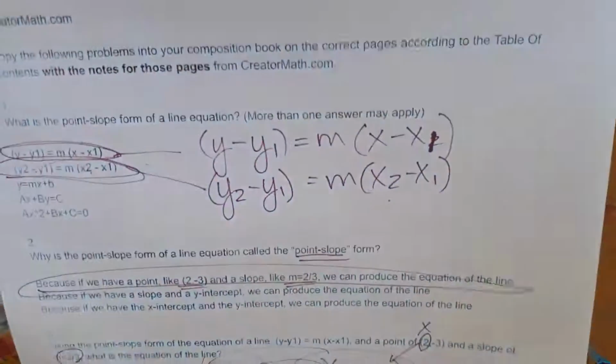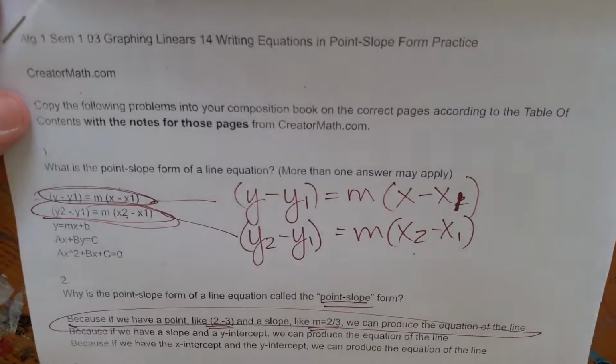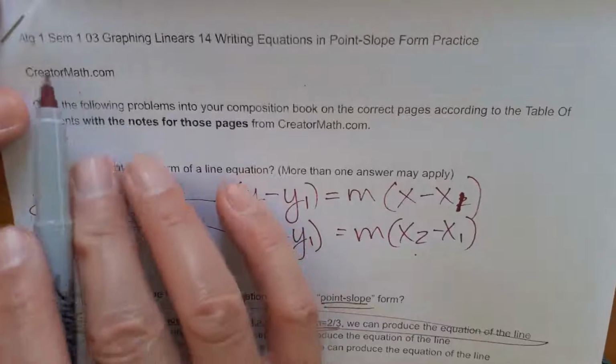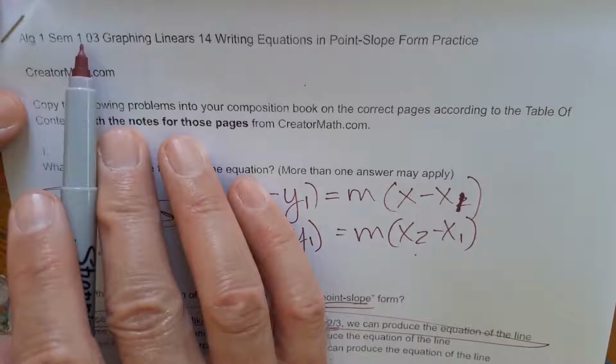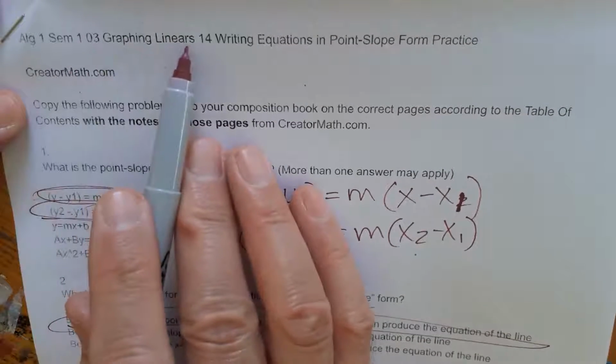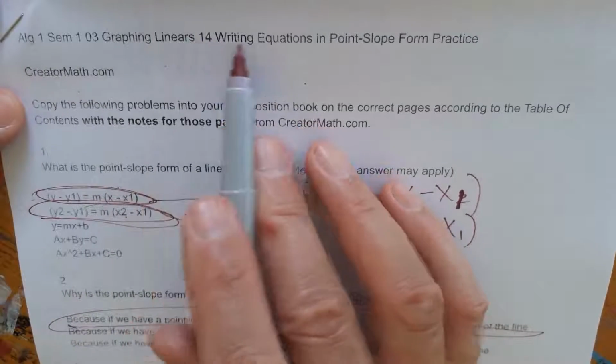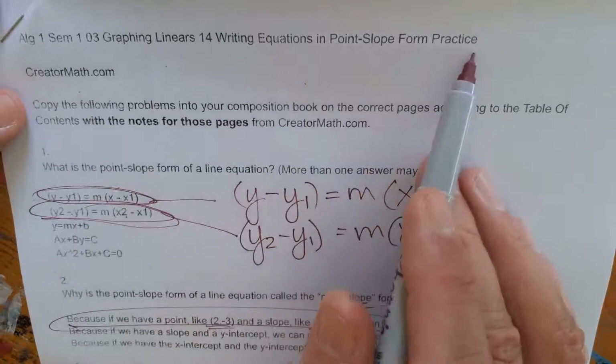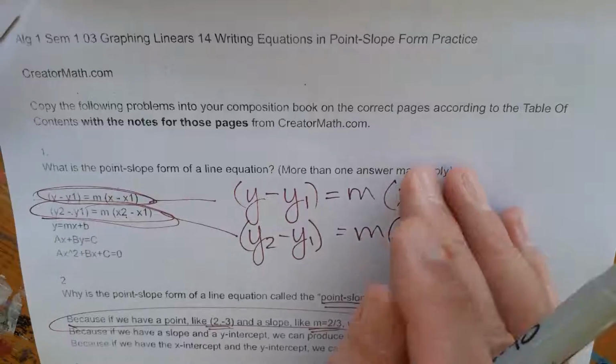So make sure you're matching up the title of this video with the title of the practice set you're doing. Otherwise, it won't make any sense at all, you guys. This is Algebra 1, Semester 1. It's the 3rd unit called Graphing Linears, and it's the 14th lesson called Writing Equations in Point-Slope Form Practice.